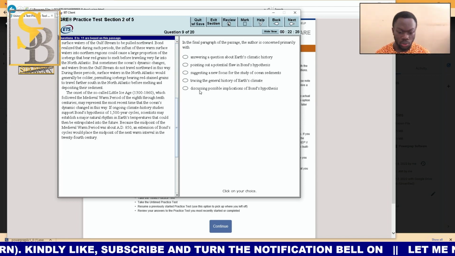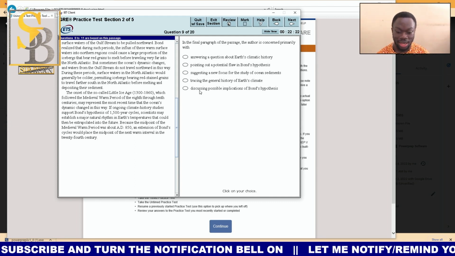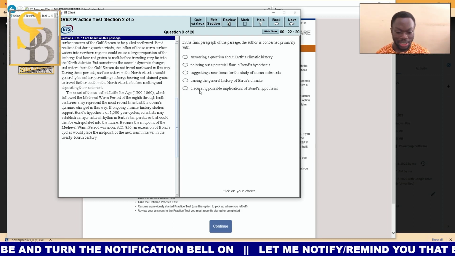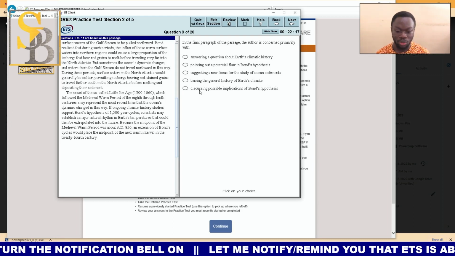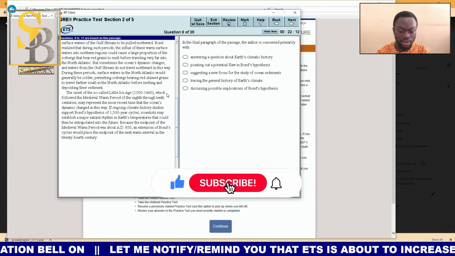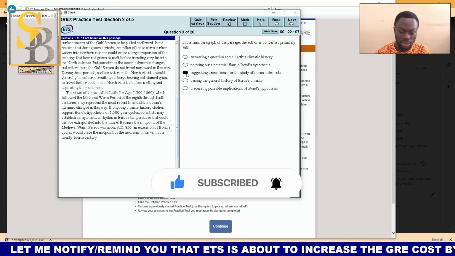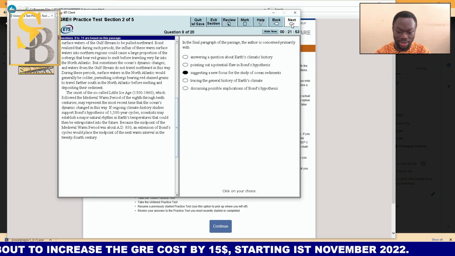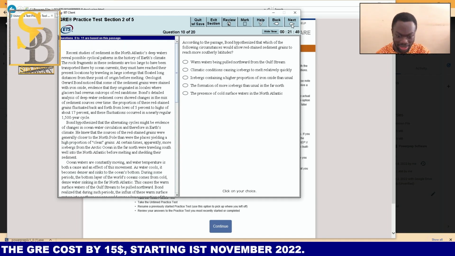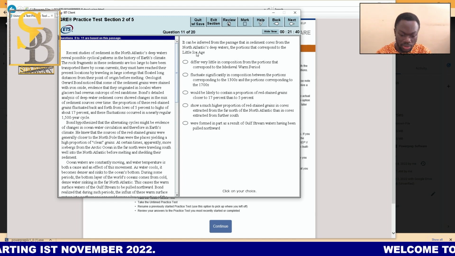Next. Here, in the final paragraph of the passage, the author is concerned primarily with answering a question about Earth's climate history, pointing out a potential flaw in Bond's hypothesis, or suggesting a new focus for the study of ocean sediment. So per the final paragraph, the last paragraph, which one you think Bond was talking about, you choose that answer. Then you move on with your next. Then question 10. That one too is asking us something about the passage. This one, 11, is the last question for this.